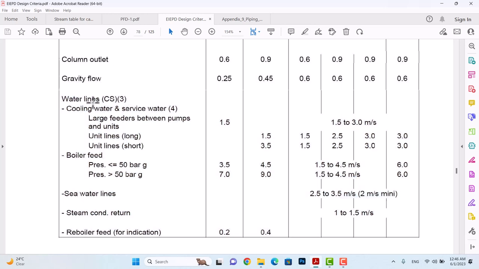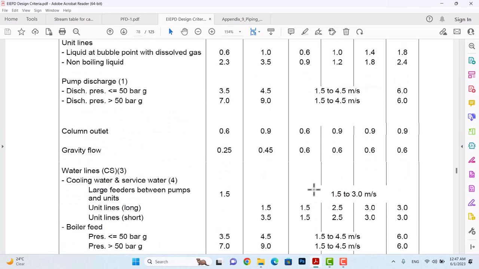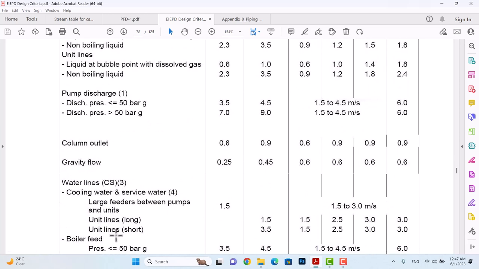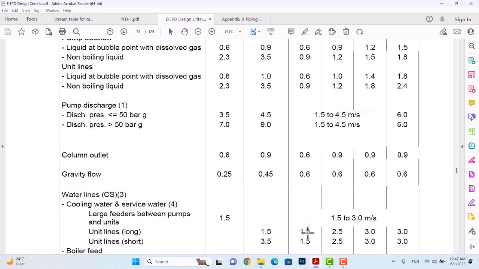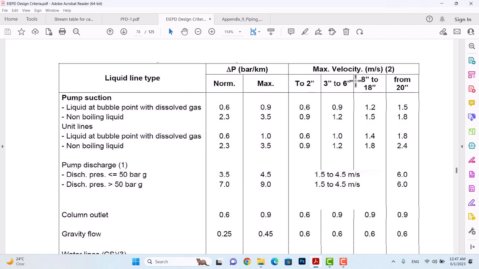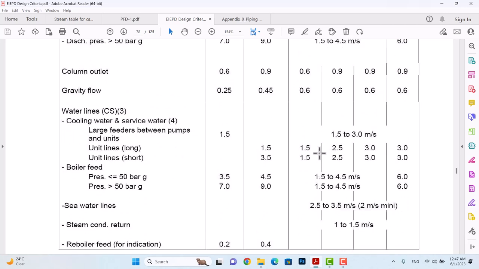If it is a water line, cooling water and service water, large feeders between pumps, in all situations, the pressure drop is 1.5 and the maximum velocity for this one is 1.5 to 3 meter per second. But for unit lines, long unit lines or short unit lines, the maximum velocity is dependent upon the selected diameter. For different diameter, different maximum velocity.